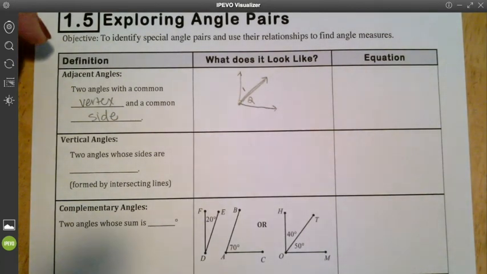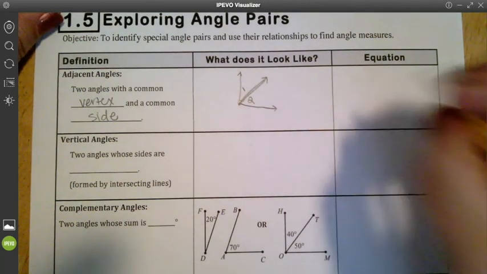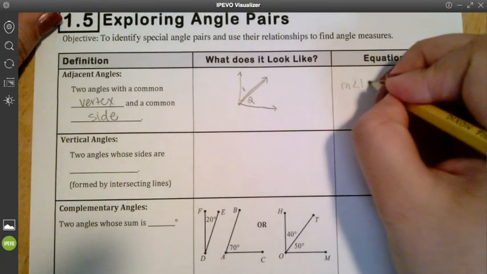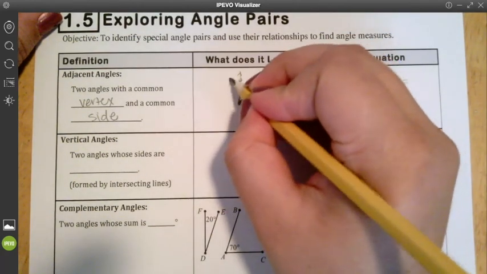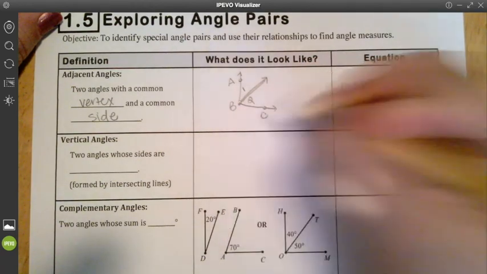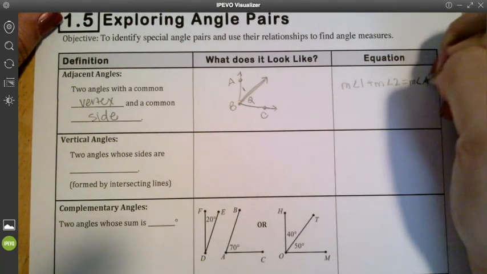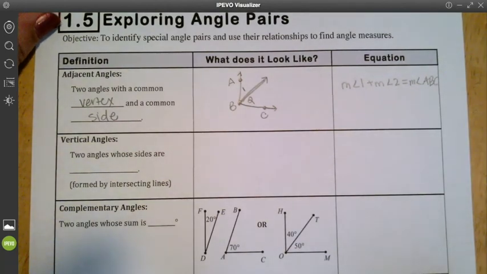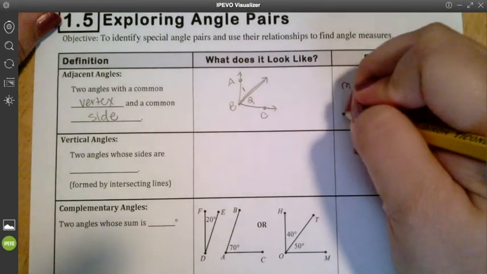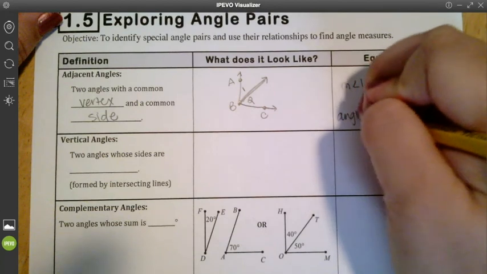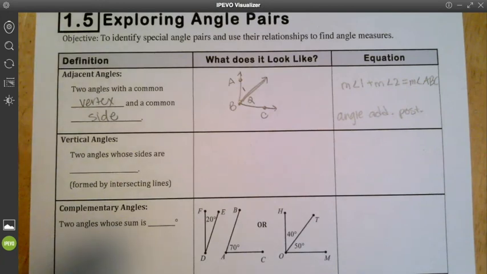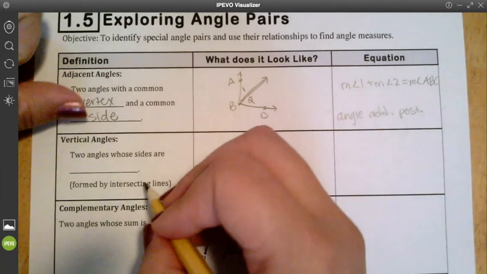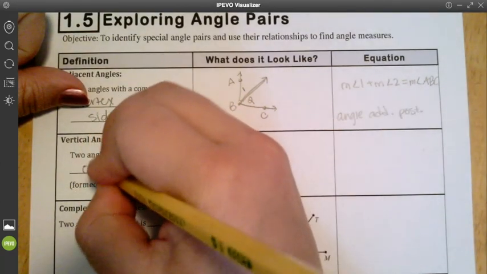And the special relationship that they have is what we were just talking about when we add angles. So we can say the measurement of angle 1 plus the measurement of angle 2 equals, and we're going to call this ABC, the measurement of angle ABC. Okay, this is also called the angle addition postulate. Then we have vertical angles. Vertical angles are angles whose sides are opposite rays.